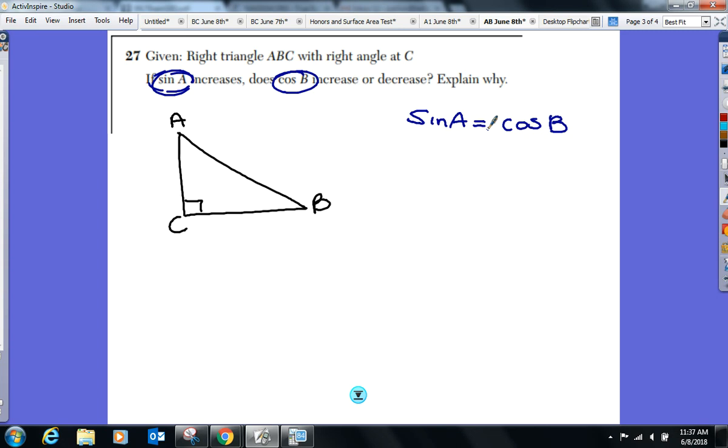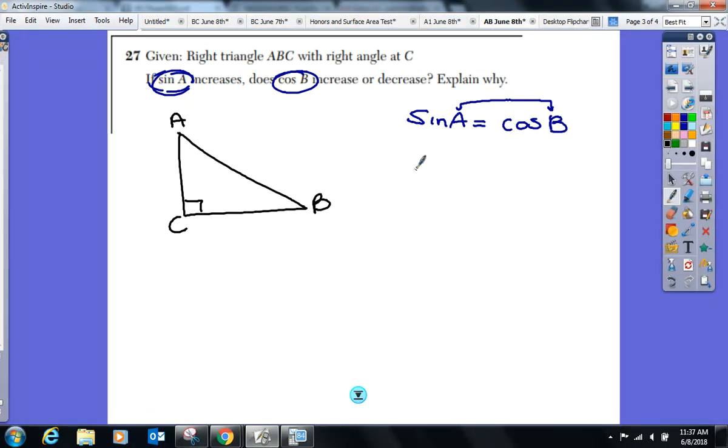Increase. Guys, these are always equal, as long as A and B are what? Complementary. Are they complementary in here? Yeah, because I have 90 degrees left over, so those two have to add to 90, which means sine and cosine are going to be equal. So if one goes up, so does the other because they're equal.